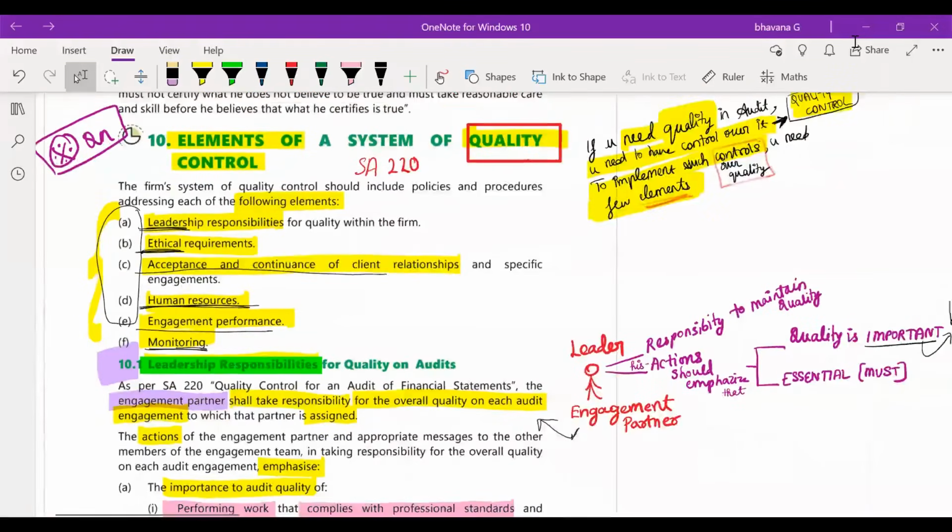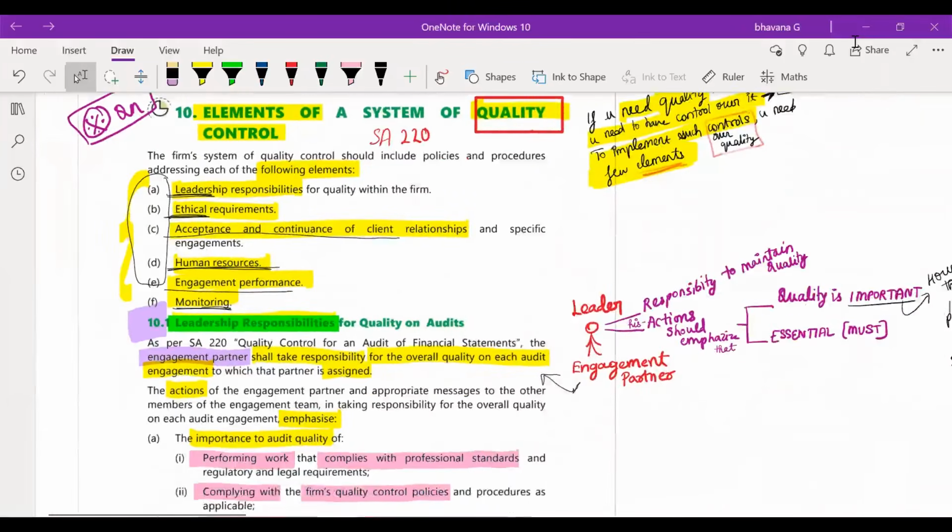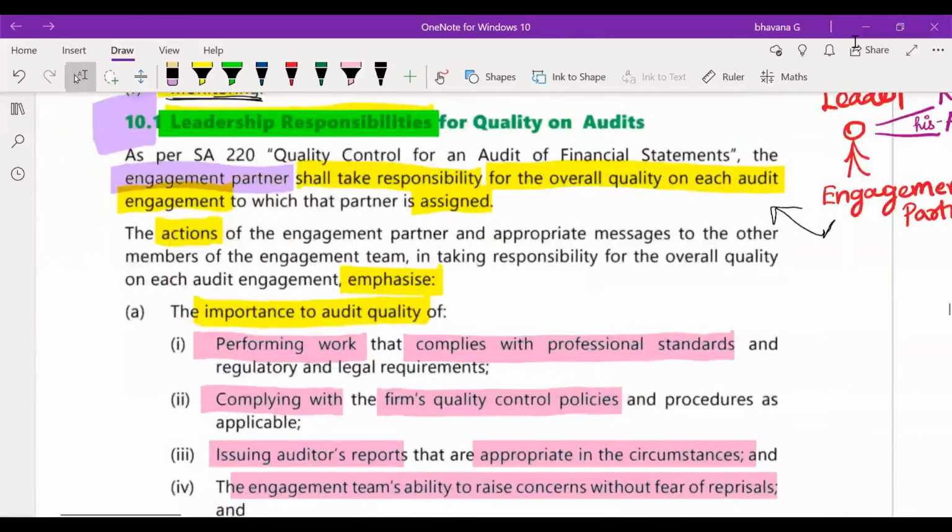So now let's start with the elements of a system of quality control. So what is the first element? The first element is leadership responsibilities. The first element is leadership responsibility.